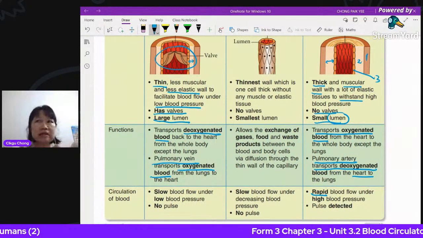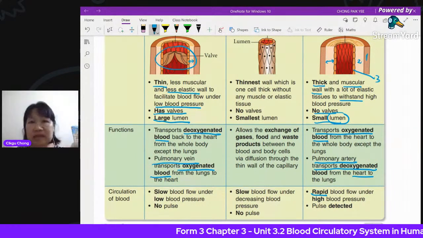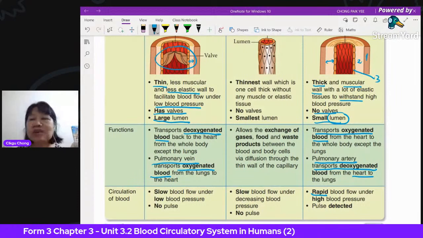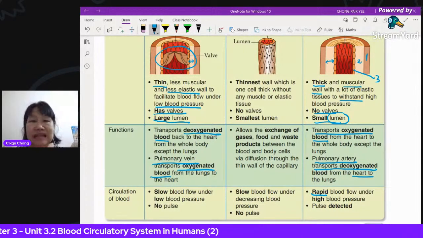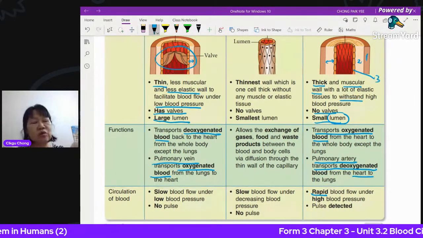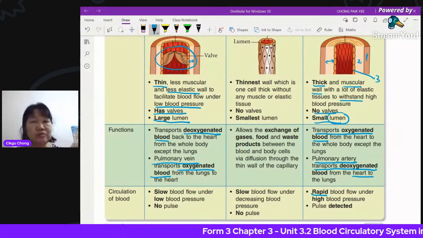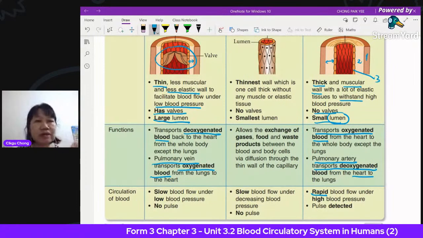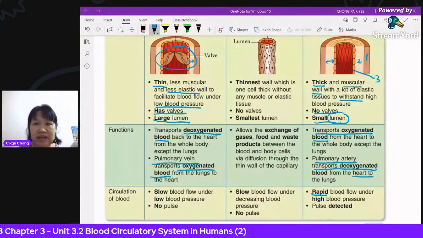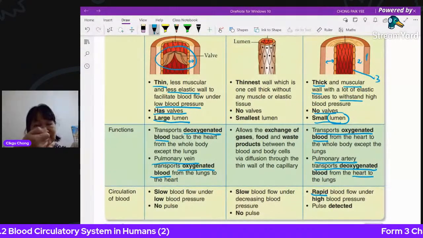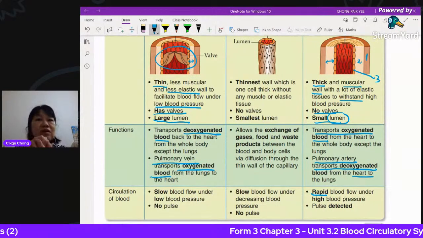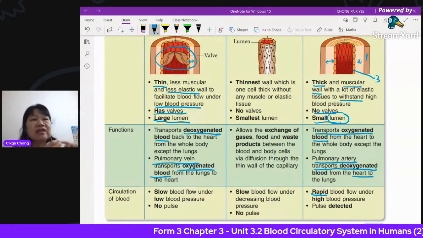For example, let's say when you're gardening, you're watering your flowers in the garden, right? Sometimes you use a hose, isn't it? You want the water to go further. What do you do? You have to make this thing smaller. So when it's smaller, it actually has a higher pressure. That's why it can go further.